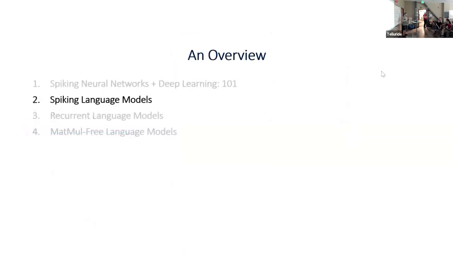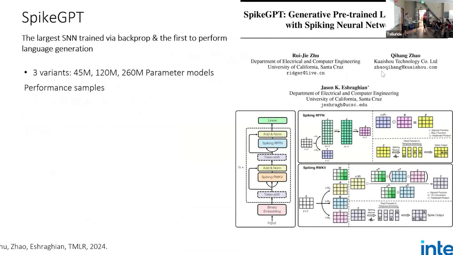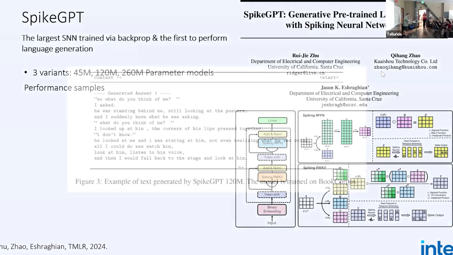So with that having been said, let's see how we scaled that up into spiking language models, especially some of the things that were wrong with it. So SpikeGPT, we built it something like a year and a half ago now. At the time, it was the largest spiking neural net trained by backprop, and the first to do full language generation. We did 3 variants and a very quick performance sample.